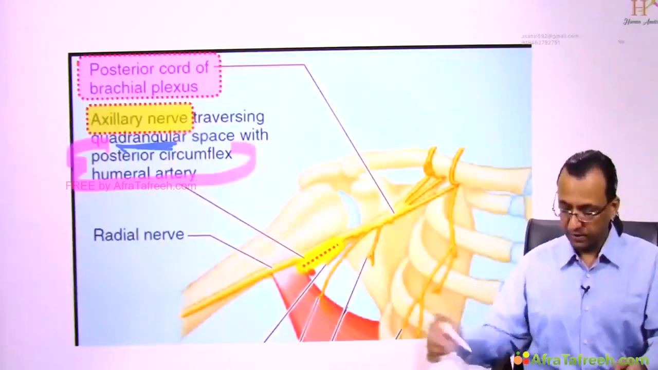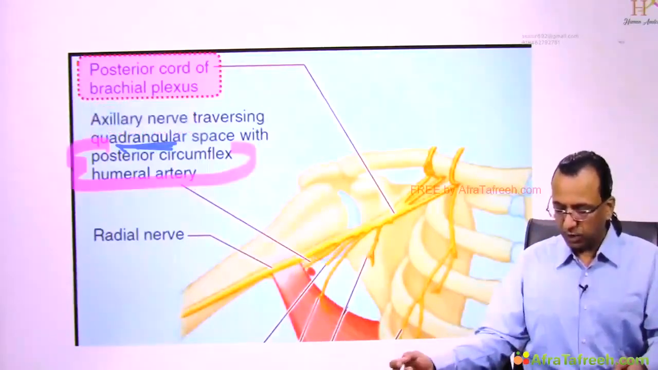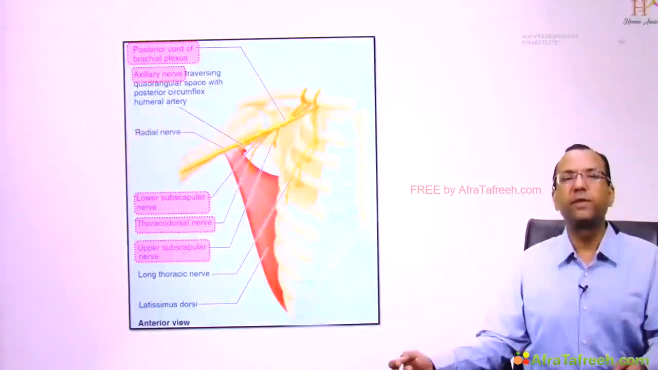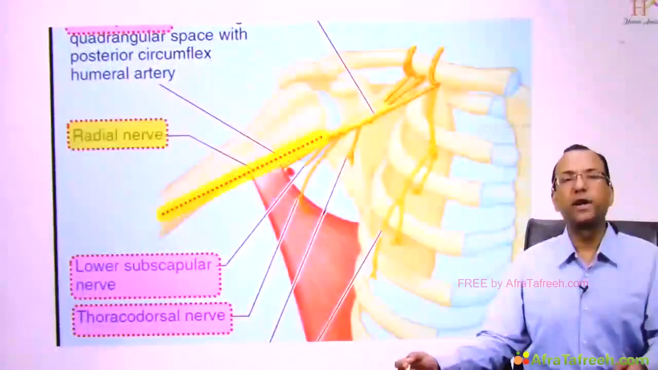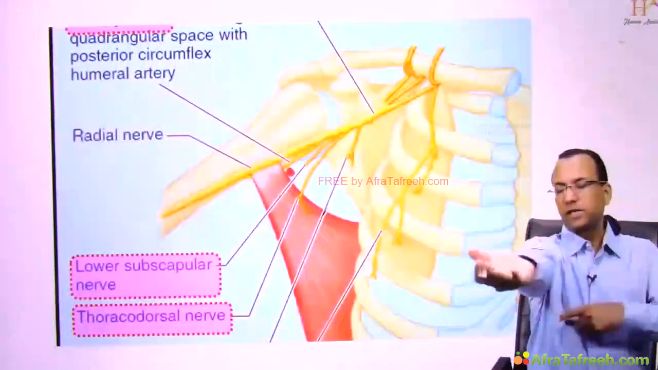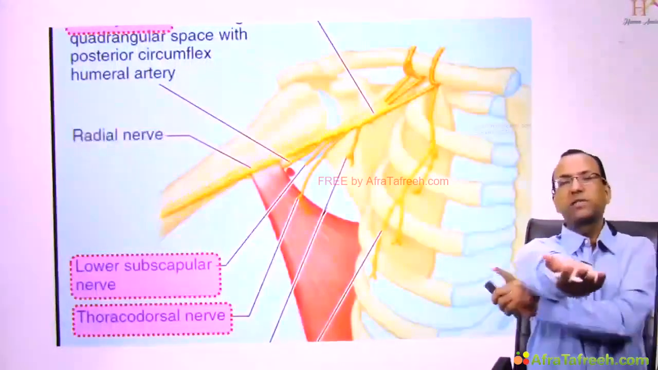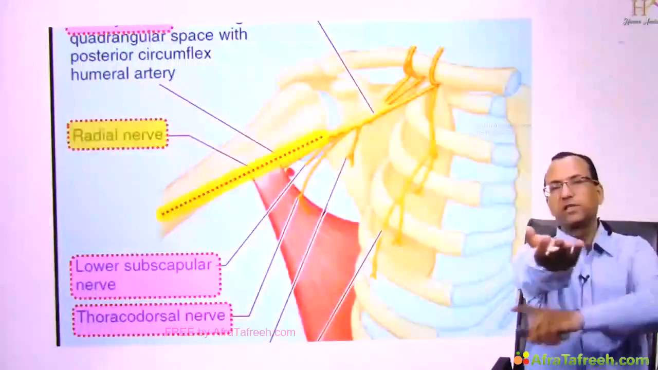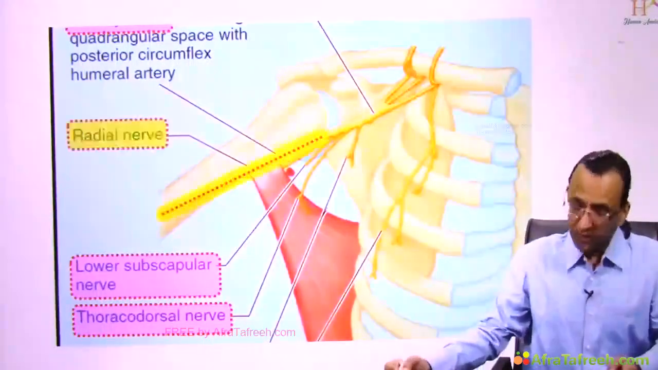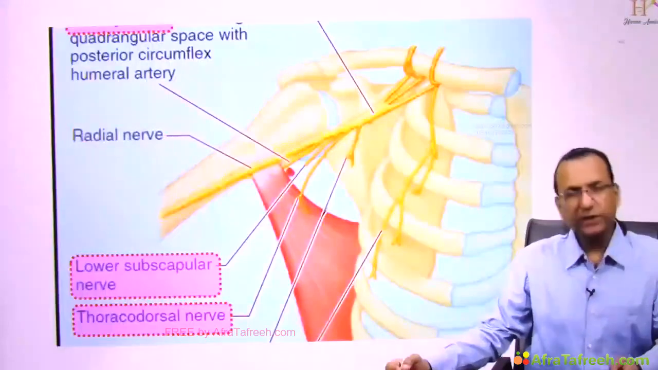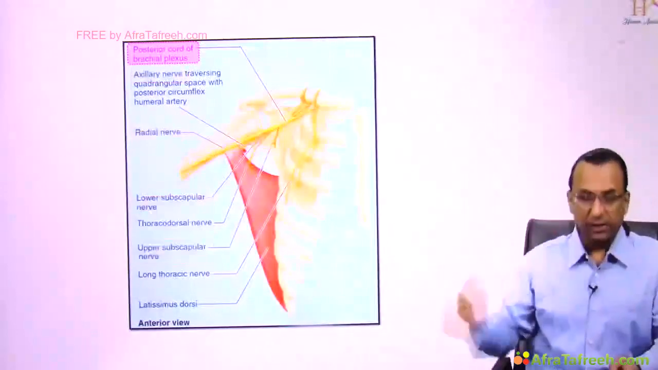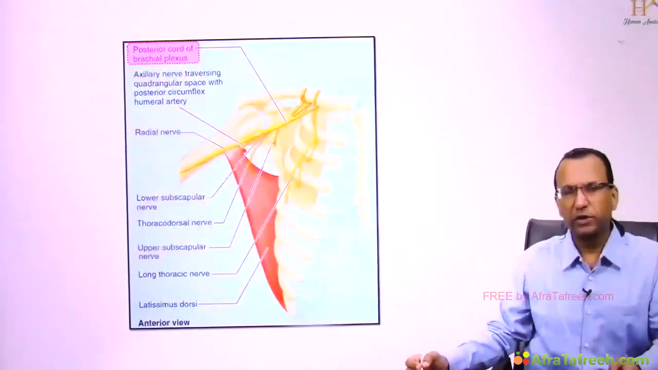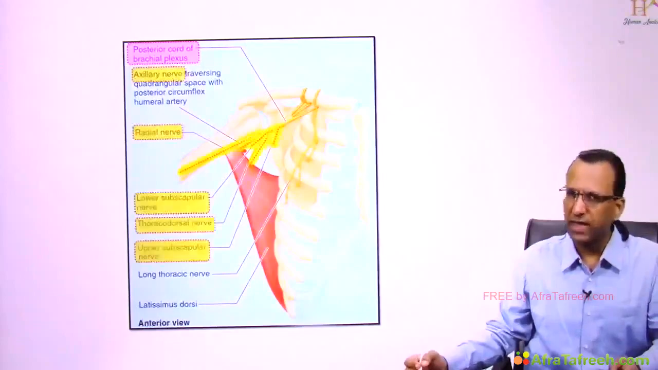And what about the radial nerve then? The radial nerve is the nerve of the posterior compartment. It goes behind the humerus in the radial groove and supplies the muscles of extension. It is a nerve of extension. We'll discuss the details of the radial nerve later. At this moment, this is STARS: the 5 branches of the posterior cord of the brachial plexus given in the axilla.